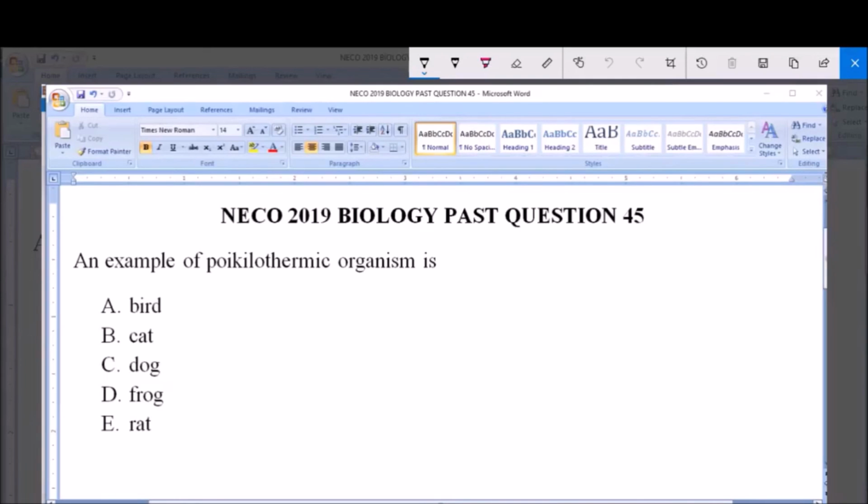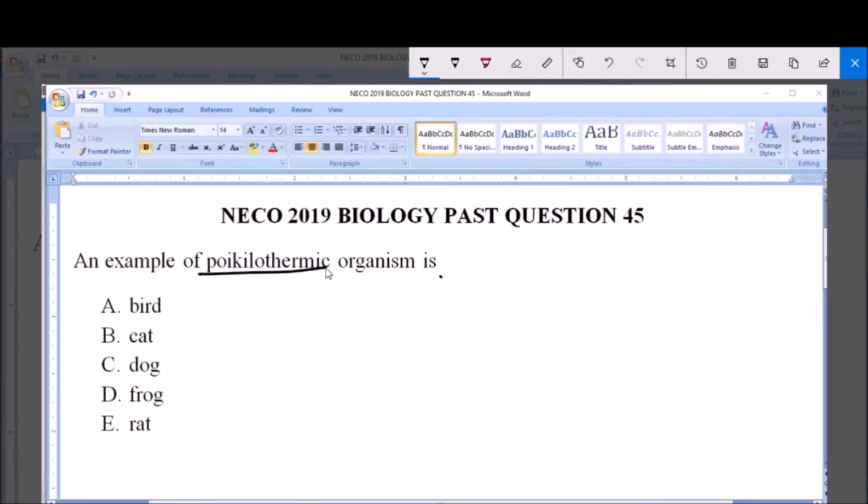I'll be answering NECO 2019 Biology Past Question 45. An example of poikilothermic animal organism is A. Bird, B. Cat, C. Dog, D. Frog, and E. Rat. So the question is, which of these is an example of poikilothermic organism?